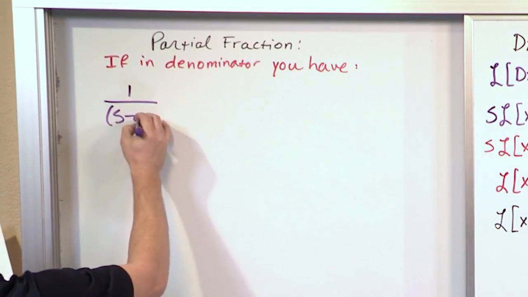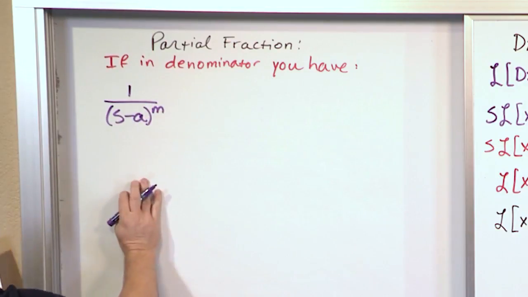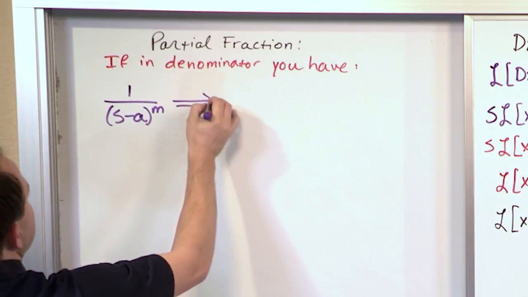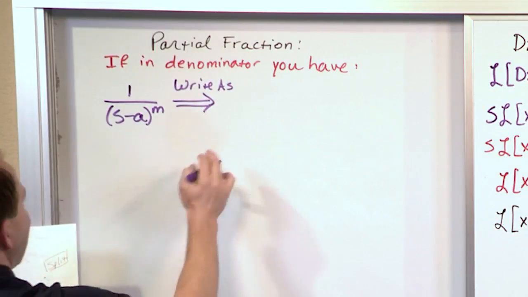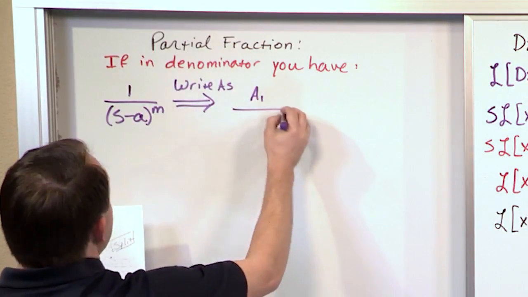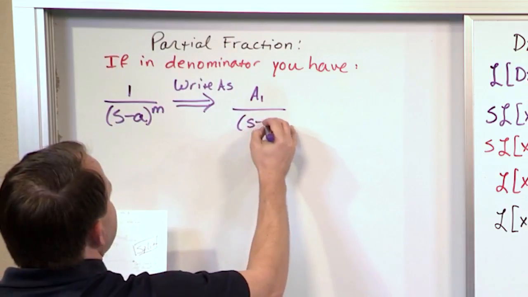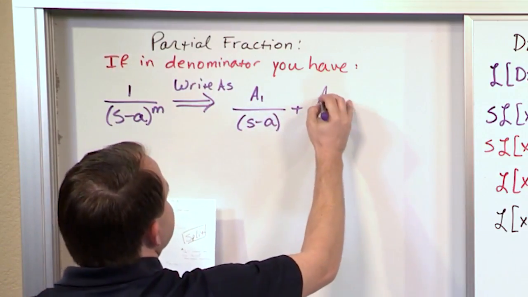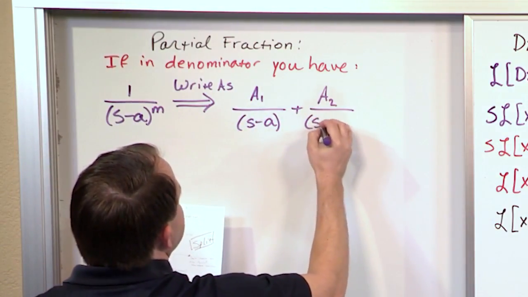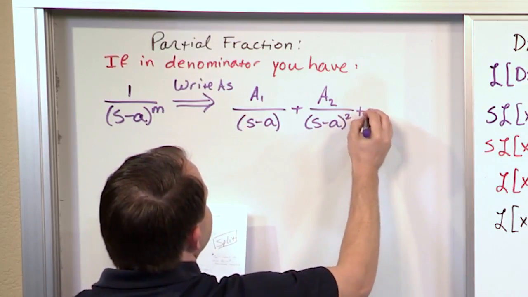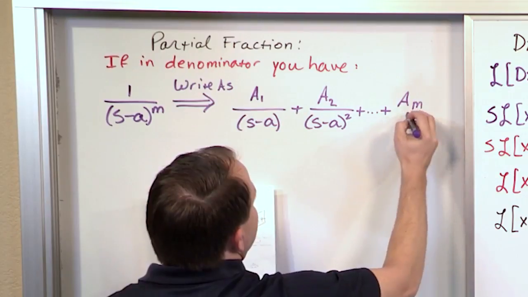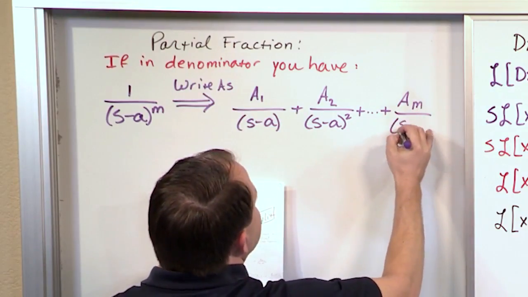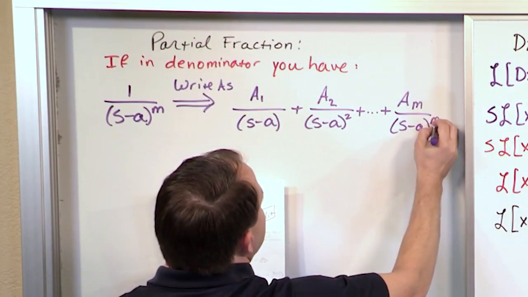1 over s minus a to the mth power, then you write it as some constant a1 over s minus a, plus some constant a2 over s minus a squared, plus dot dot dot, plus a sub m over s minus a to the mth power.